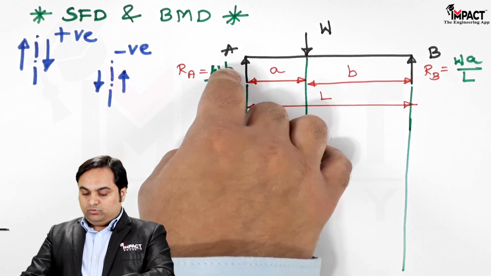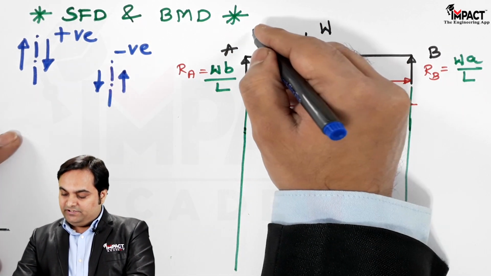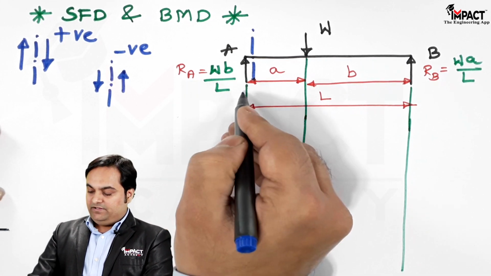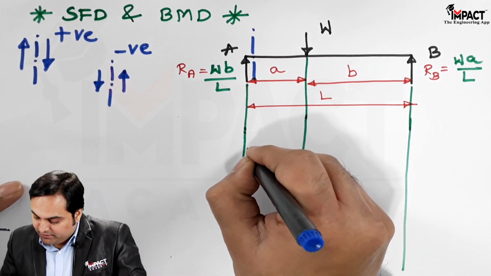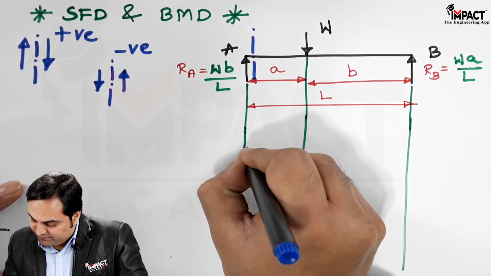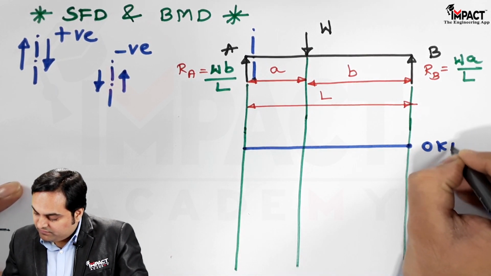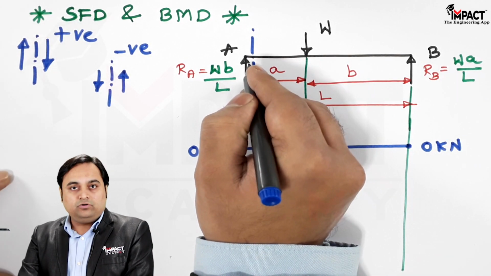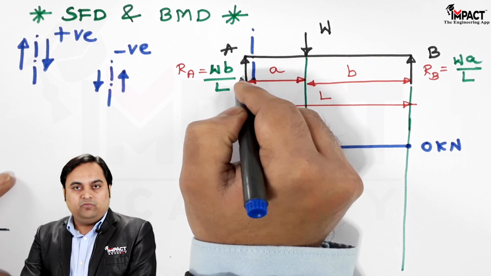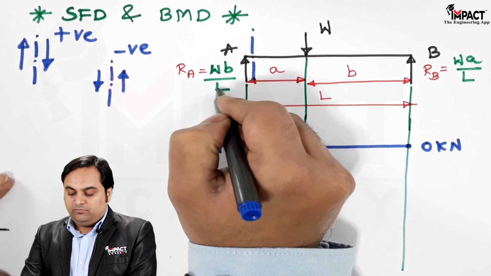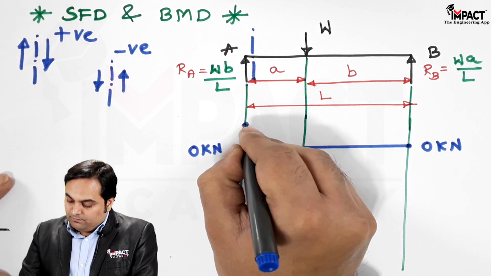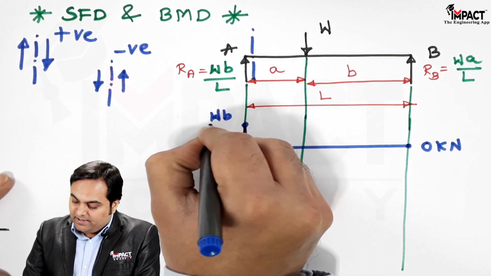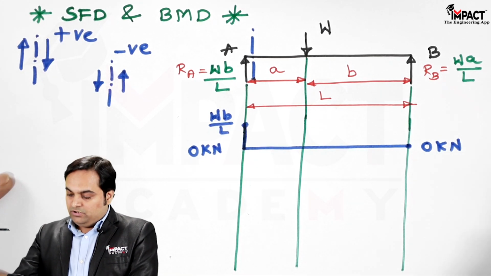Then to know the value of shear force at A, take the section at A. On the left side we see the force is Wb by L, it is upward. So taking it positive, first of all draw a zero line as the reference. So this line shows a shear force of 0 kilonewton, which is the reference, and on the left of the section there is an upward force Ra, value is Wb by L. So just show the line above this zero line which is Wb by L, that is the amount of shear force.